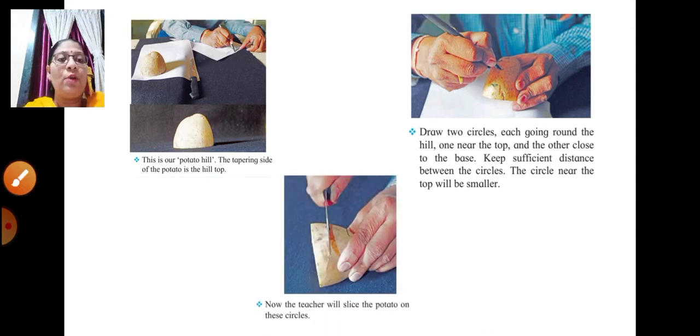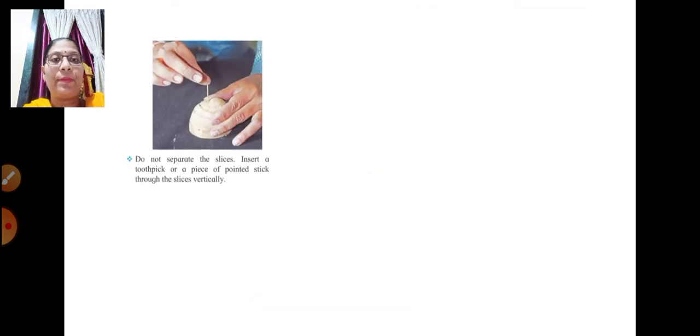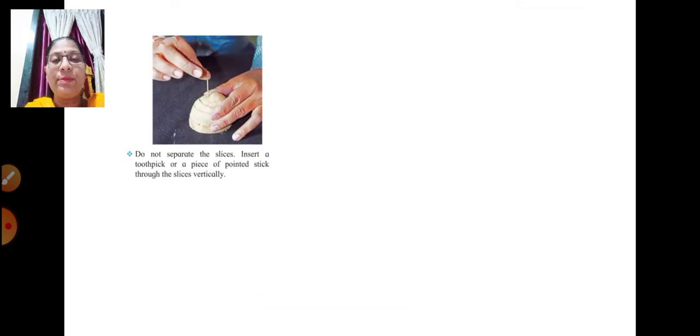Then the teacher will slice the potato on these circles. If you had been in school, we would have done this in the classroom itself, and you would have understood it. So where the two circles are made, through that round circle we have to slice the potato. Do not separate the slices. You are going to make slices, but you are not going to separate them.